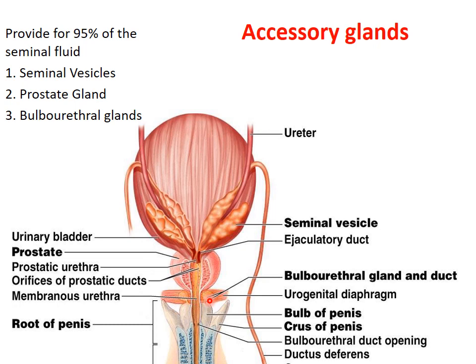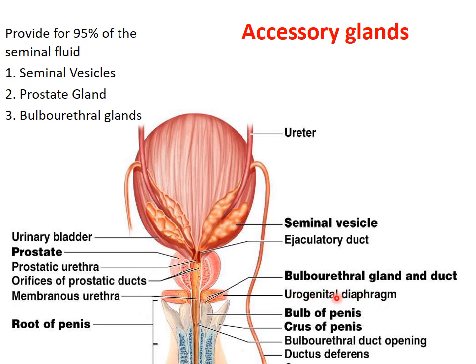So they have a duct coming out. This gland has a special feature: it is buried within the muscle of the urogenital diaphragm. Just like the diaphragm that is present between the thorax and the abdomen is a muscular organ, another muscle is there that is called the urogenital diaphragm.